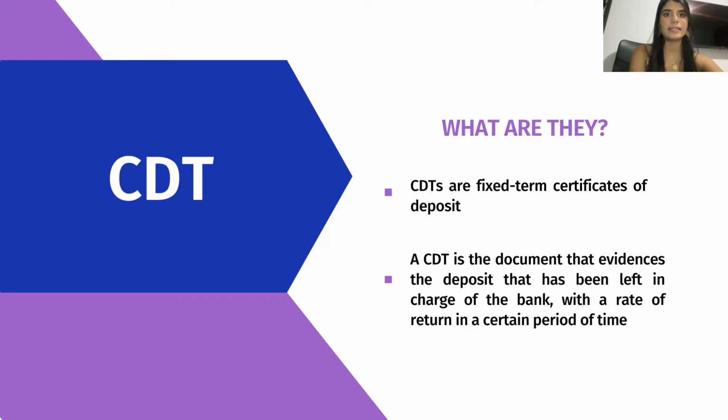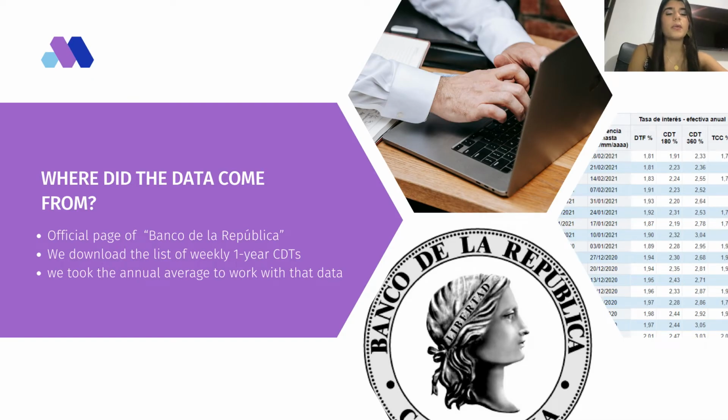A CDT is a document that certifies a deposit that has been left in charge of the bank with a rate of return in a certain period of time. So at the end of this time, the investor can take the money with a profit. There are different types of CDTs, but in this case, we will use the annual 1 year CDT. We find the 1 year CDT on the official web of Banco de la República, and then we take the annual average to work with that data.